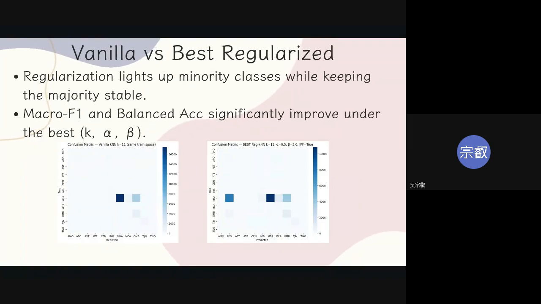And we're comparing vanilla KNN with our best regularized setup. Minority classes light up while the majority remains stable. In other words, we are not injecting chaos. We are distributing performance more evenly across classes. You will see clear gains in macro F1 and balanced accuracy under the best K, alpha, and beta. Next page.